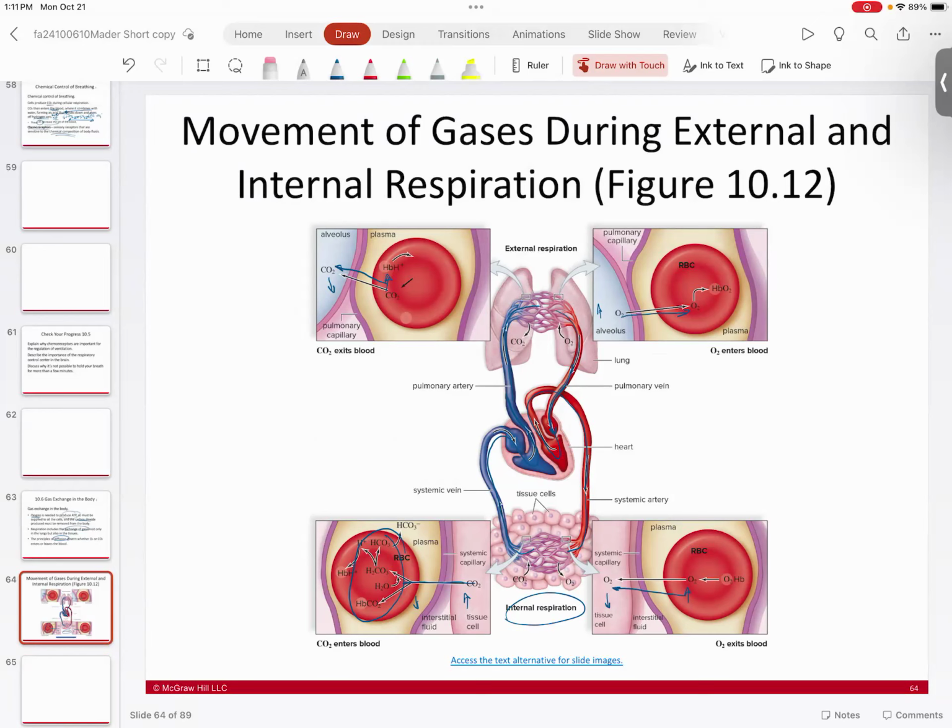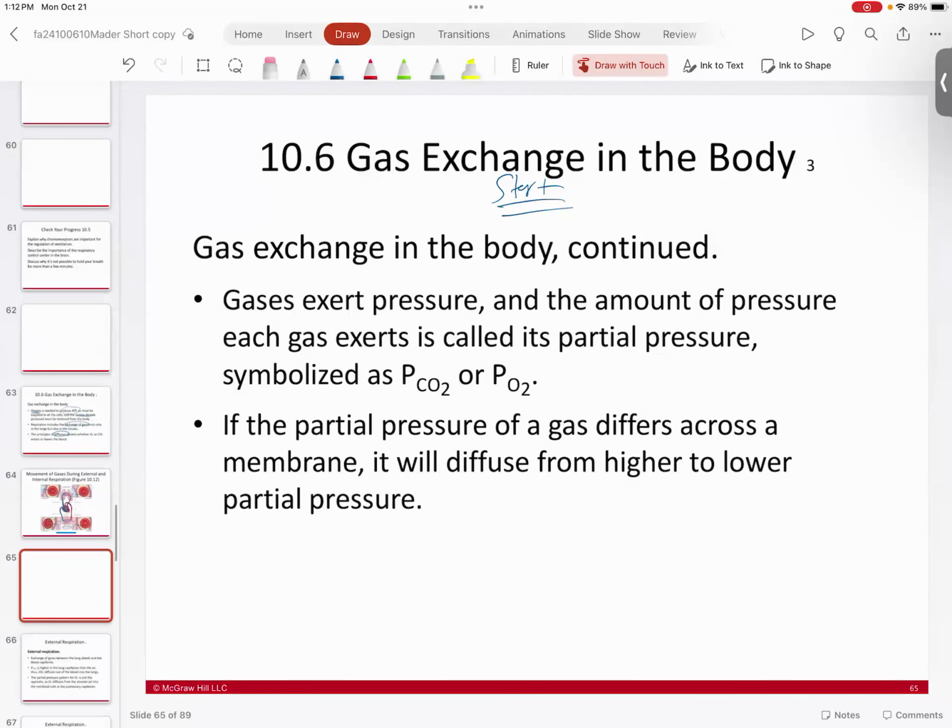We looked at the whole system, where you're looking at gas exchange in the lungs versus gas exchange in the tissues. When you're taking a look at gas exchange, the important thing to remember is gases will exert pressure. The pressure itself is basically what causes the flow of the gases. Gas is technically a fluid. It's got all the dynamics of fluid in terms of its flow.